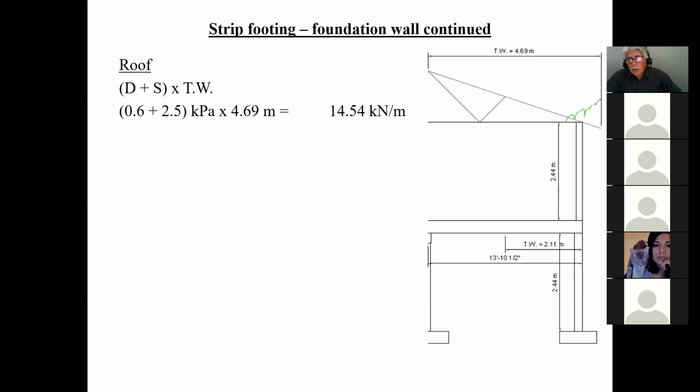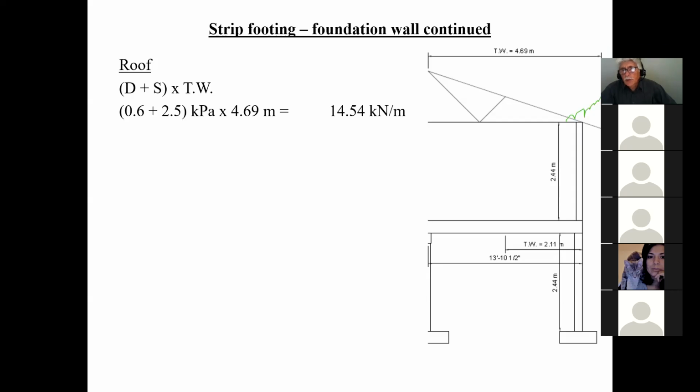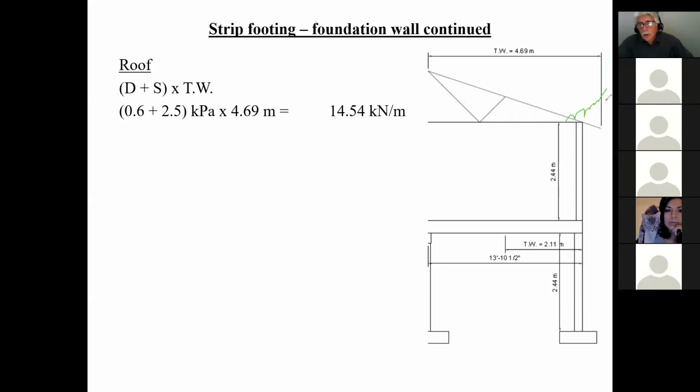So what's happening right now is that from the roof, I'm having a distributed load that's going all along the wall. And this distributed load that's going all along the wall is 14.54 kilonewtons per meter. So for every meter of wall, this is the load that's acting on it. So that's just from the roof. Now, the wall, very simple.